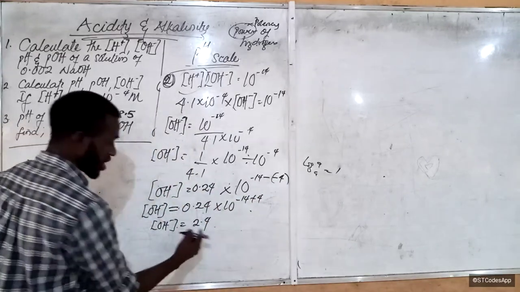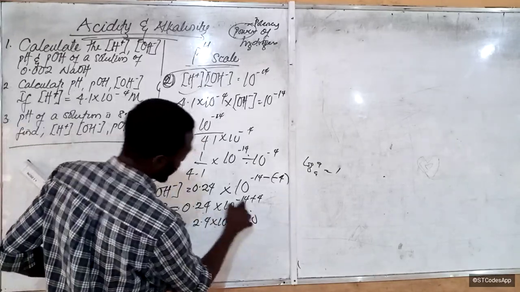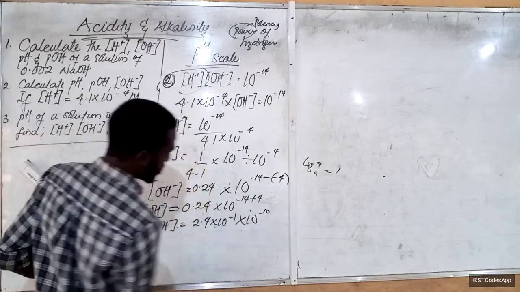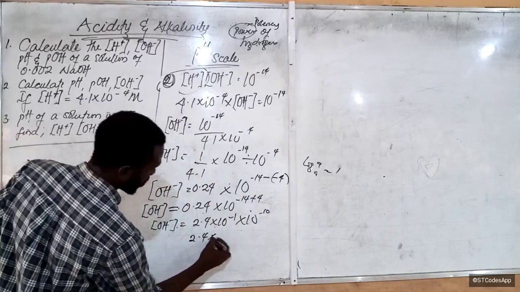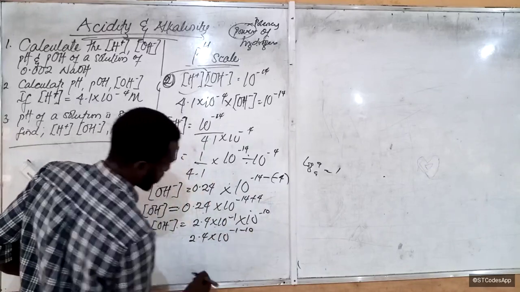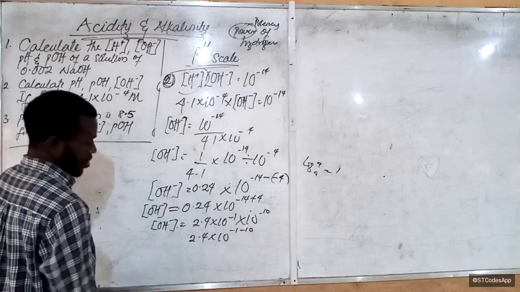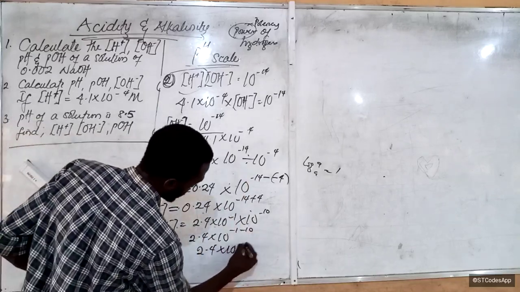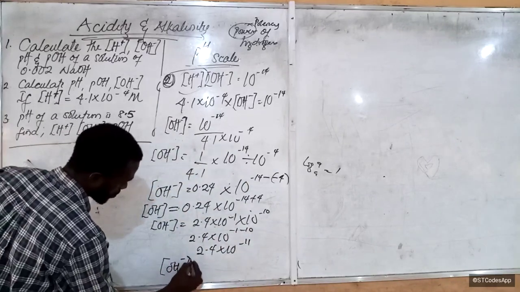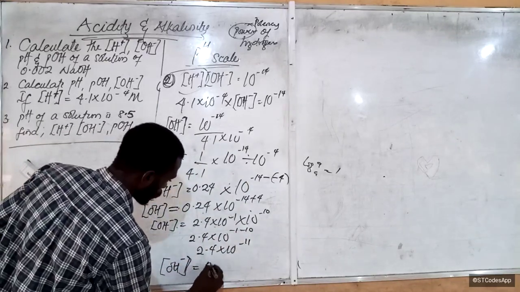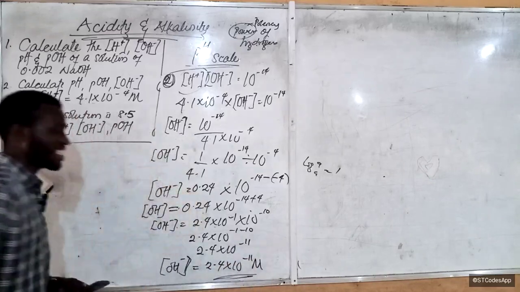Now let's change it to standard form. This becomes times 10 to the power minus 1, right? Then times 10 to the power minus 10, this plus this. So you bring this together again. That becomes 2.4 times 10 to the power minus 1 minus 10. That becomes minus 1 plus minus 10, which is minus 11. All right, so you have 2.4 times 10 to the power minus 11. And OH ion concentration becomes 2.4 times 10 to the power minus 11 molar. And that is your answer.